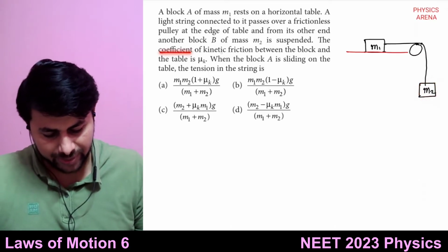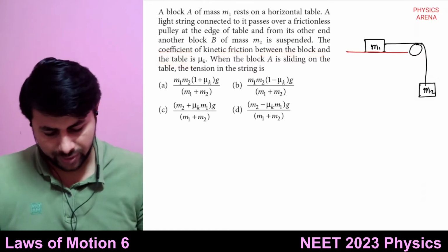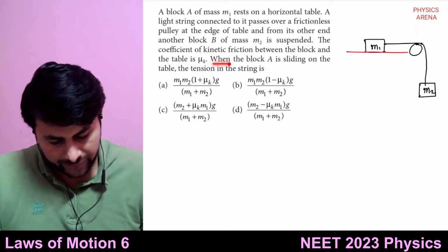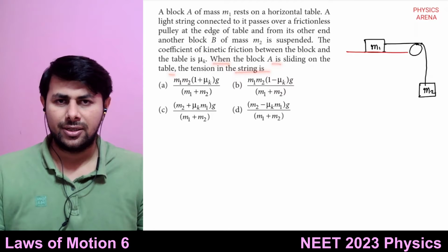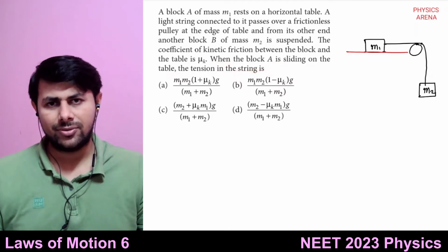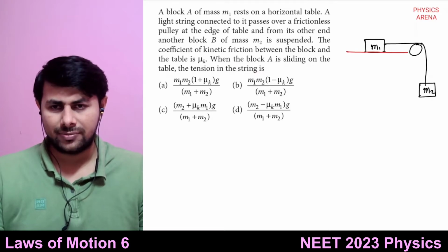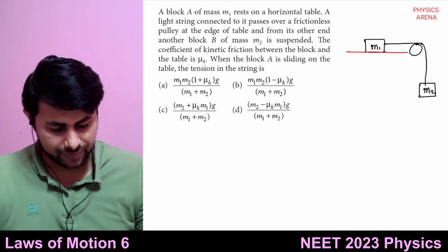The coefficient of kinetic friction between the block and the table is mu k. Suppose mu is the coefficient of kinetic friction. When the block A is sliding on the table, the tension in the string is? So this is exactly similar to the last problem, but in this case we want to find out the tension. So let's find out tension.